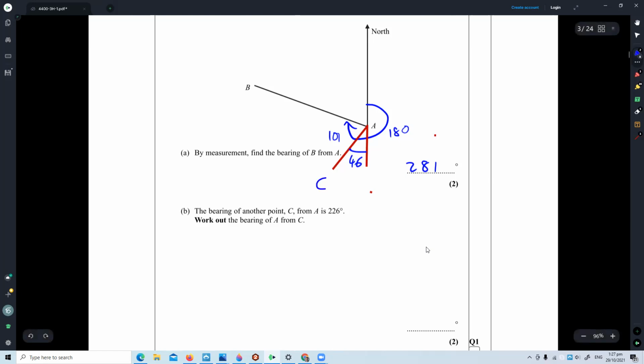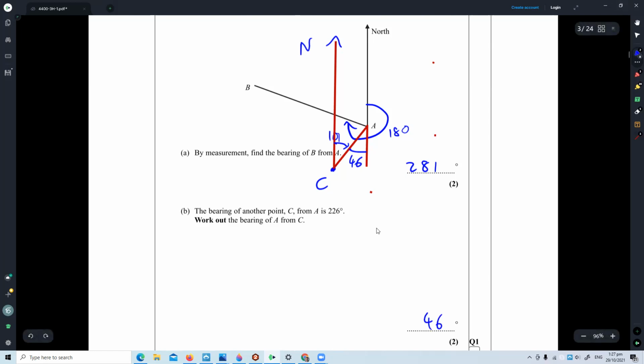Now work out the bearing of A from C. I need to figure out what the north of C is, so I'm going to draw this line straight up, which is the north of C. I need to figure out the bearing of A from C, so I'm looking at the angle clockwise from the north of C. This angle is 46 because it's alternate interior to this one. The two lines to the north are parallel. So this looks like it's 46 degrees.